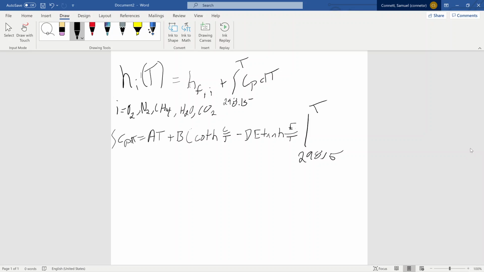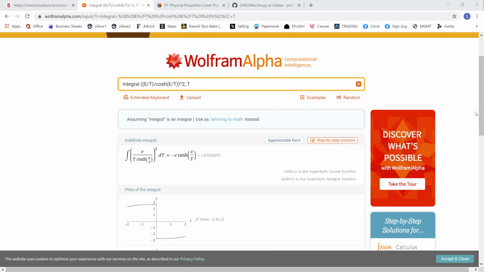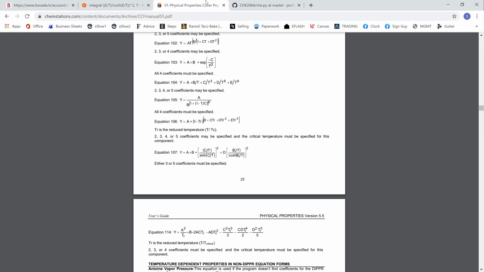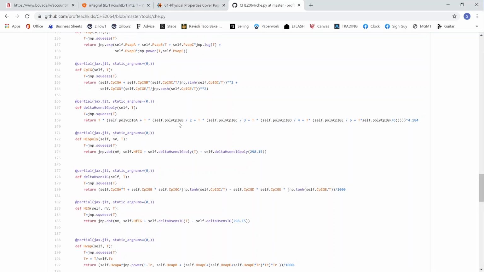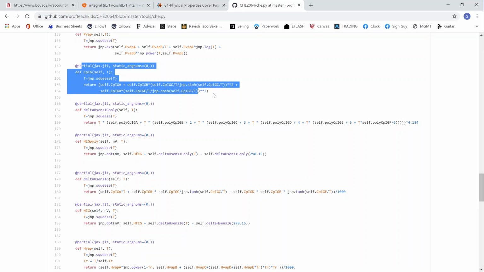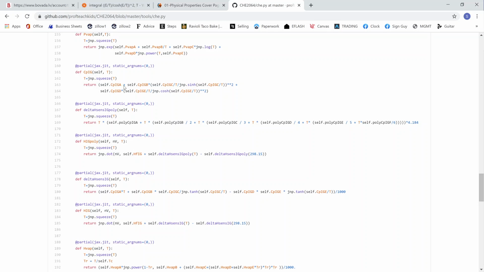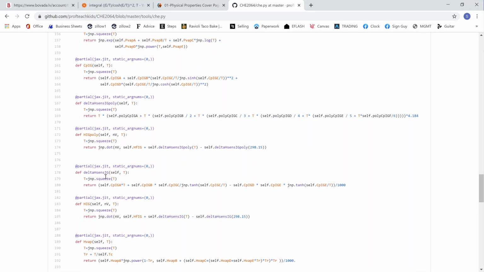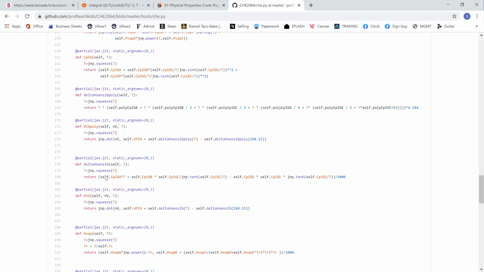And now we want to compare that to the che.tools equation. So if we come here, we look at che.tools. Right here, you can see this is the formula for the specific heat capacity. We have A plus B times (C over T over the hyperbolic sine of C over T) squared plus D times (E over T over the hyperbolic cosine of E over T) squared. And then if we come down here, here we find the equation we're looking for.